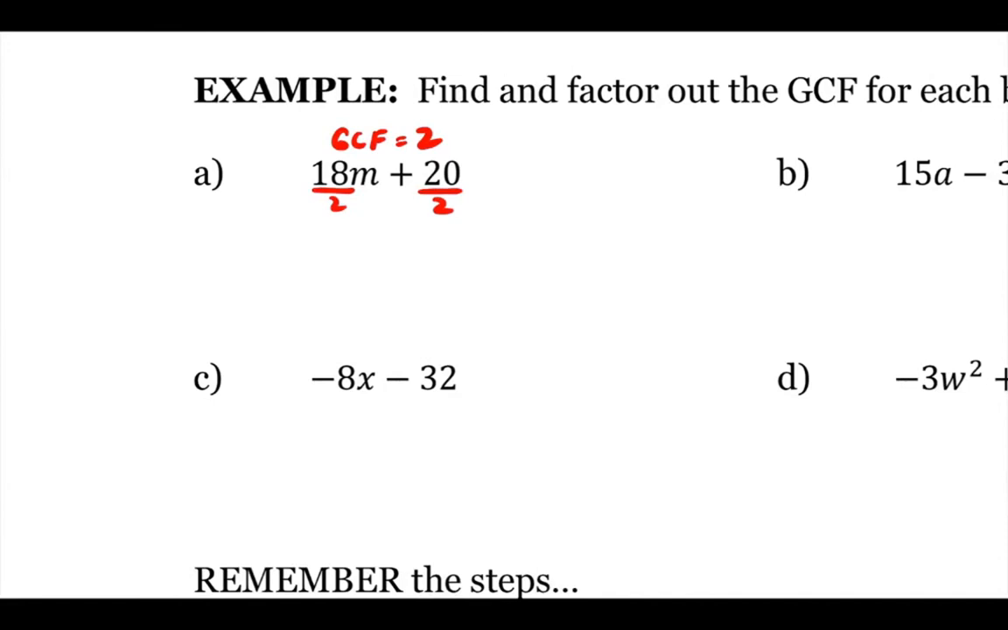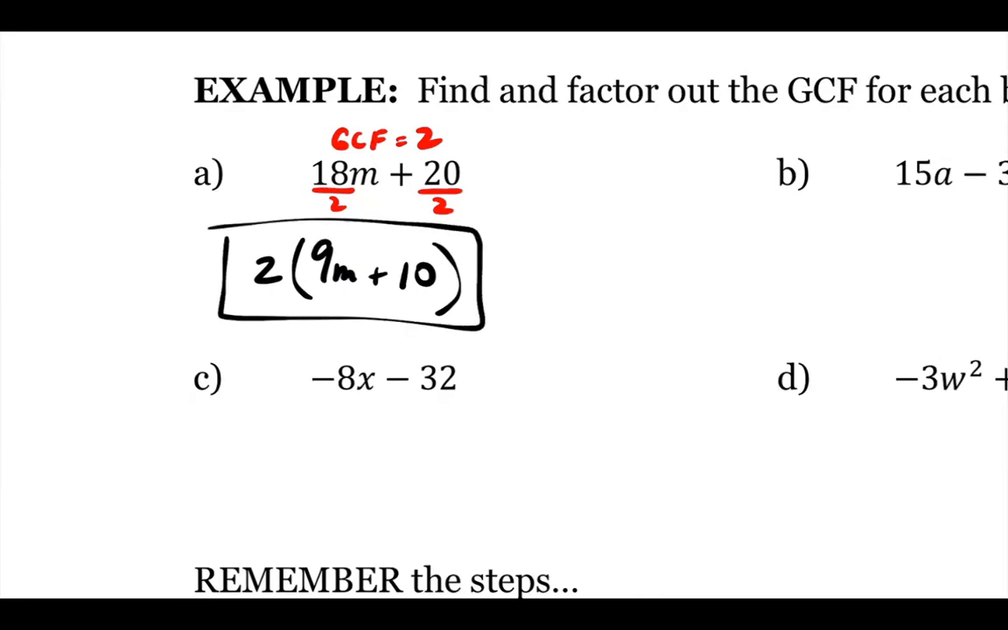So how do we write our answer? We write our answer like a reverse distributive property. We put 2 on the outside. After I divide by 2, what do I get? What's left when I divide by 2? 9, right? So I write 9m, right? 9m on the inside plus 10. That's how you factor out the GCF.